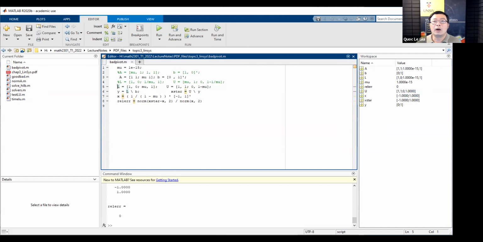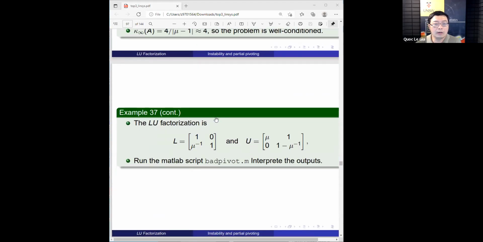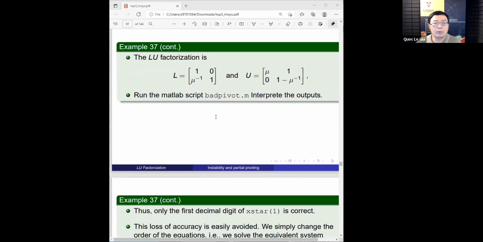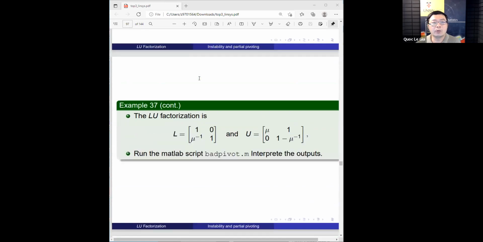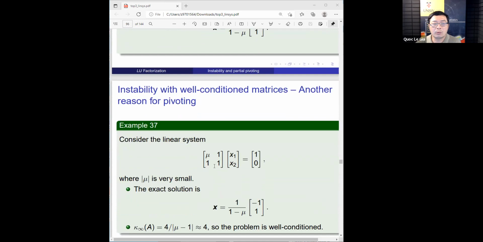You can read more details in the lecture notes, but now let me focus on what is going on here. Going back to the slide, we saw that if you leave it like this, mu 1 and 1 1, then the relative error is big. But when you swap row 1 and row 2, the relative error is equal to 0.